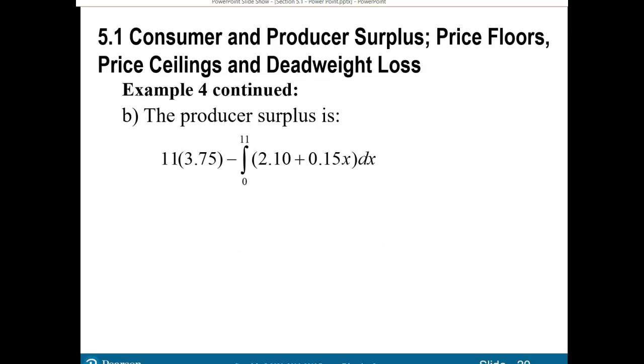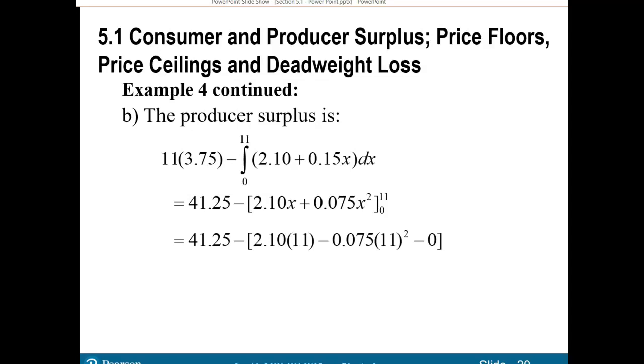Producer surplus, product of your equilibrium point components minus the definite integral from 0 to the x value of the supply function. So this time it's 41.25 minus this definite integral. There's my antiderivative. Plug in 11, plug in 0, subtract. Clean it up, we get 9.075, or about $9.08.